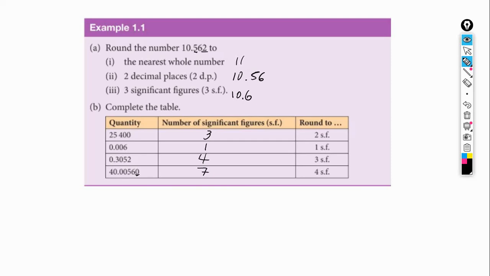Then here to the right in the last column, they ask us to do some rounding. So they want us to round 25,400 to two significant figures. That means I have to write 2 and 5 and then decide whether I would round up or down or just leave it the way it is, right? We don't round up because the next number is a 4. So 25,000 would be rounding to two significant figures.